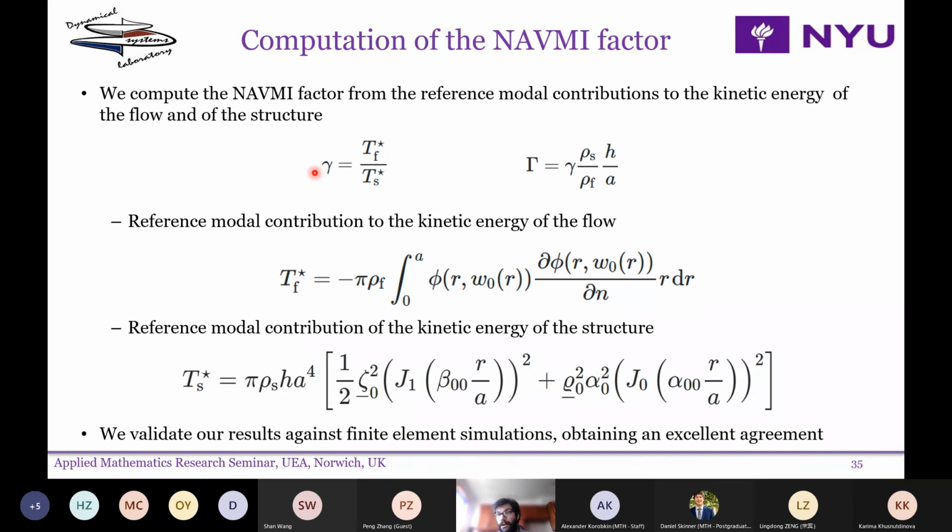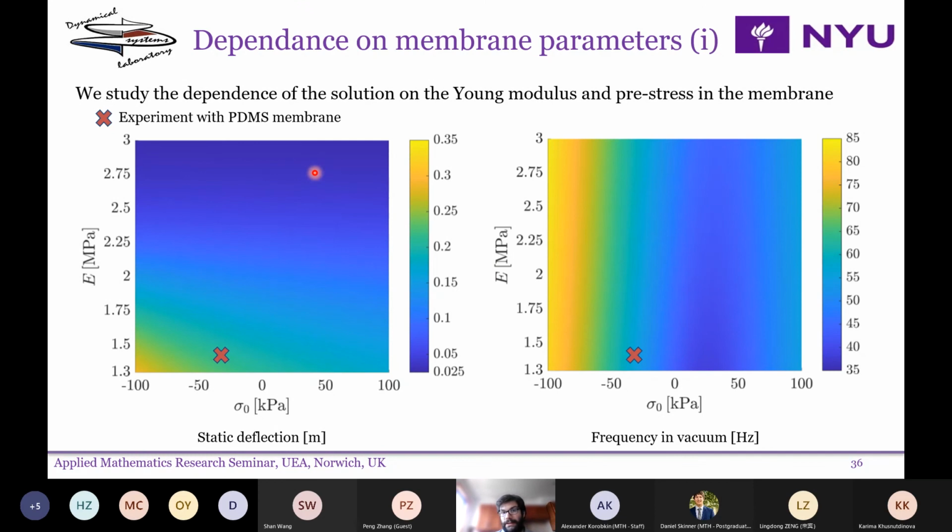So we did this with this procedure, but we also validated our results using finite element simulations, and we obtained a very good agreement between the two. So first of all, as a first result, we looked at the dependence on the membrane parameters to see if we were able to match the experiments.